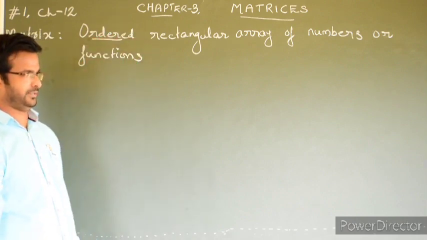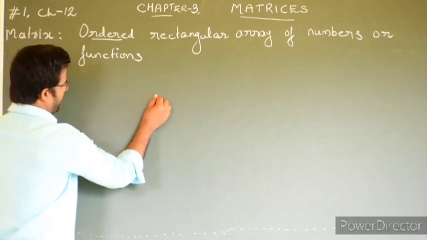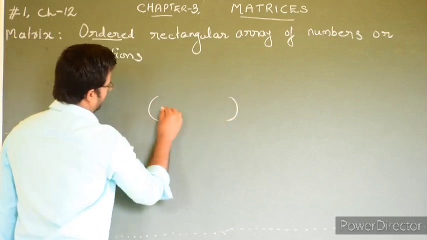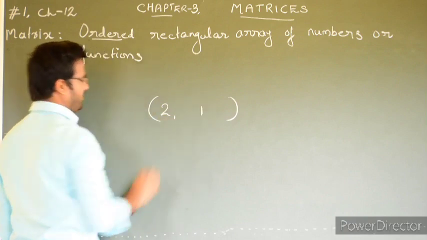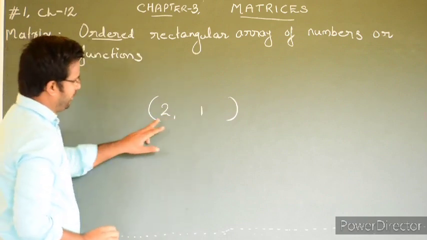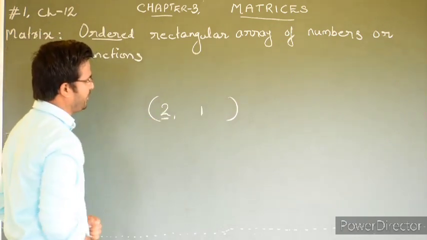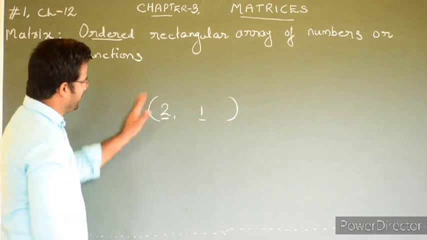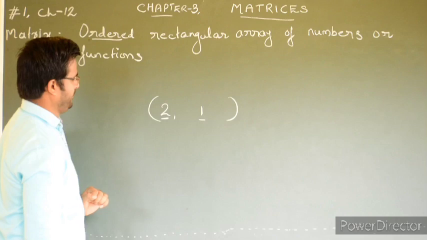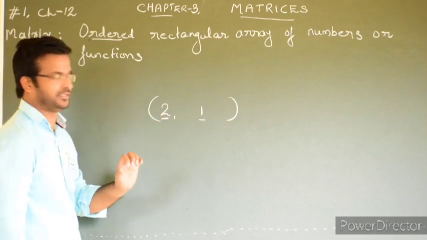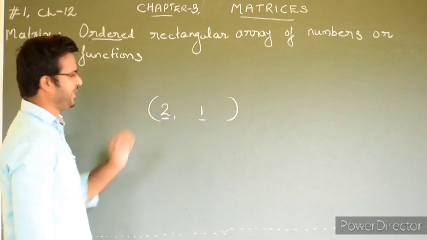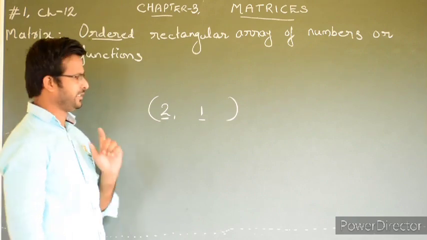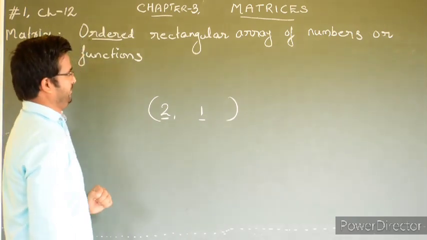What is ordered? If I am writing two numbers, 2 and 1, the position of 2 and 1 we cannot change. This pair we can say is an ordered pair. That means the position of numbers is important. That's why we are using the term ordered.